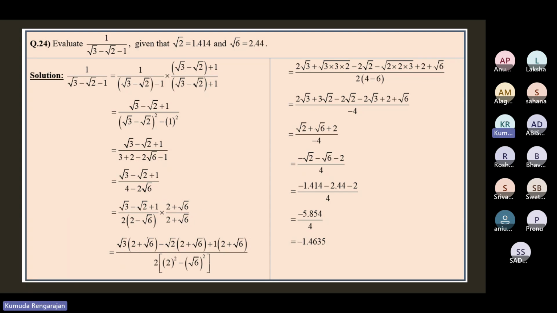And then when you multiply root 3 and root 6, it will be root of 3 into 6. But write it as root of 3 into 6, breaking it down as 3 into 2. Don't write 3 6s are 18. Similarly here, root of 2 into 6 is 2 into 3.